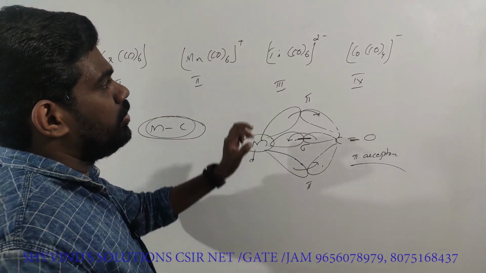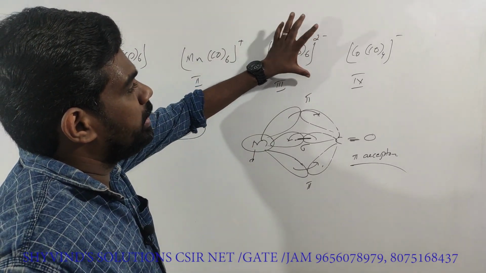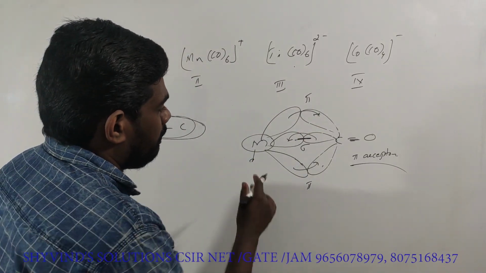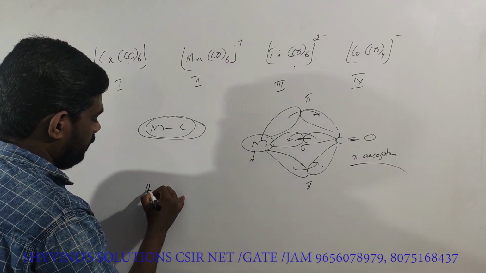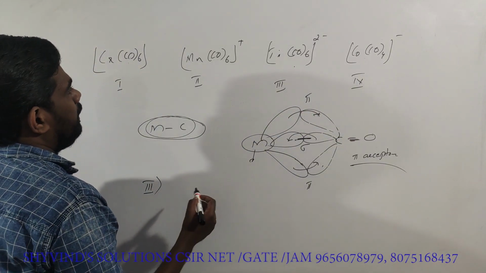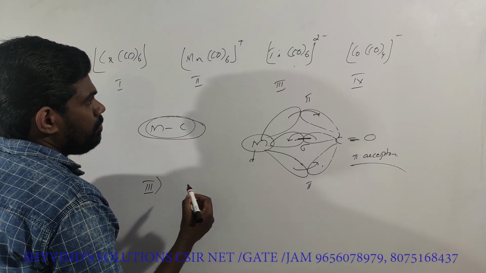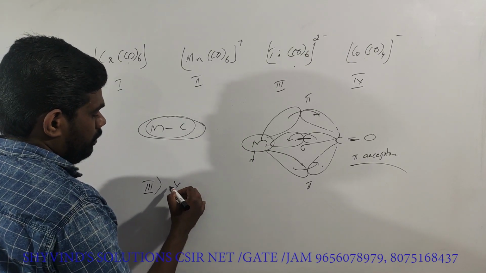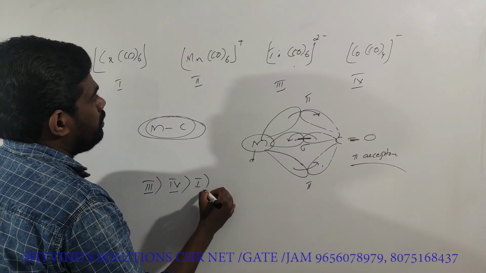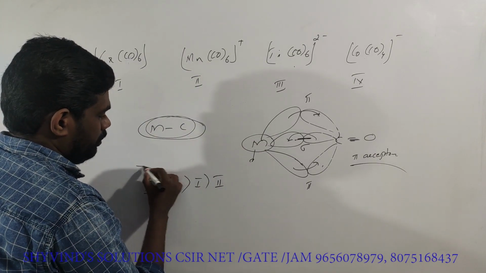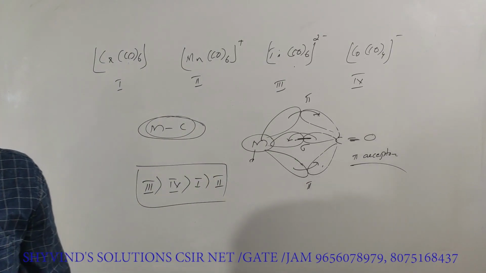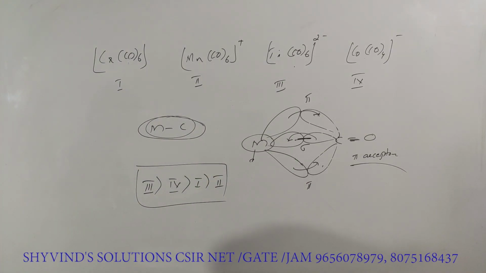That is the idea. You can see here, you have two minus charge in this case, so that will have high metal-carbon bond strength. So the order will be 3, then comes this one with minus charge, then 4, then 1, then 2. So this will be the order. The answer for this question is option C.